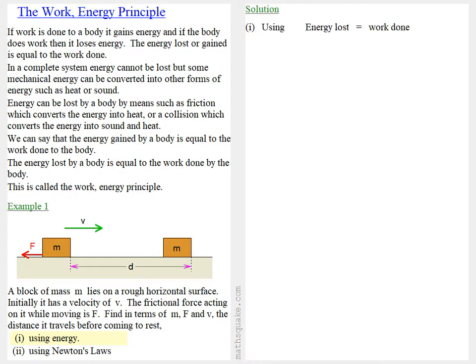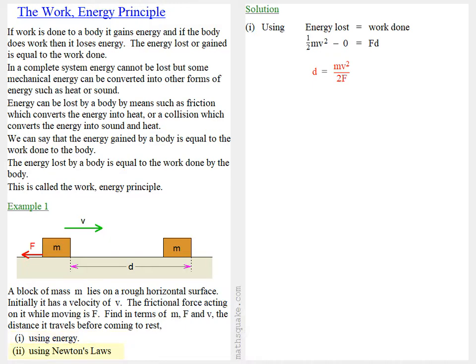So, for part 1, we'll use the work-energy principle. That means the energy lost is equal to the work done. Now the energy lost is the initial energy, a half mv squared, minus the final energy, which is naught. And that's equal to the work done, which is the force working against friction times the distance, Fd. So, a half mv squared minus naught equals Fd. If we divide both sides by F, this gives us d is equal to mv squared over 2F.